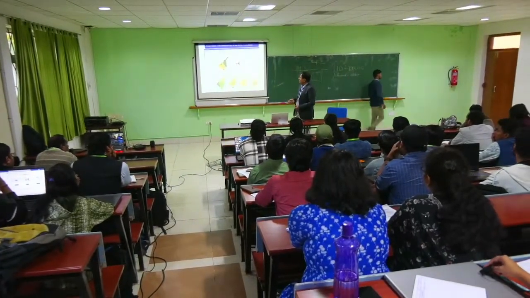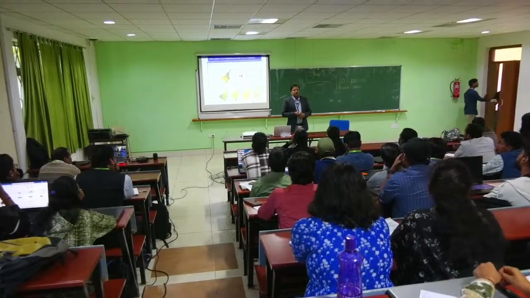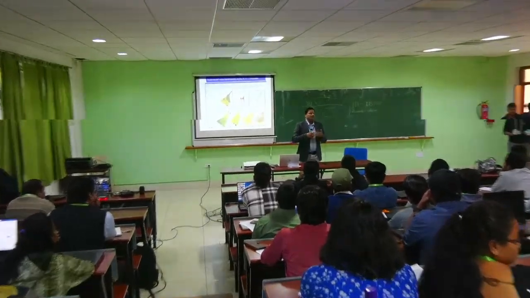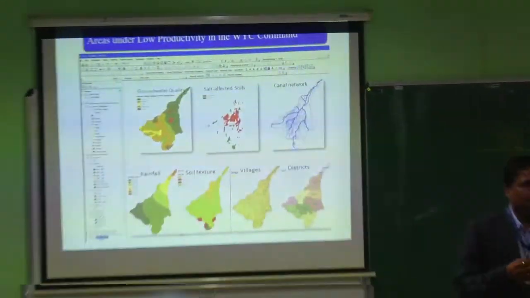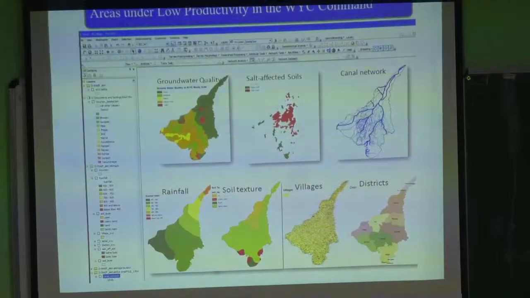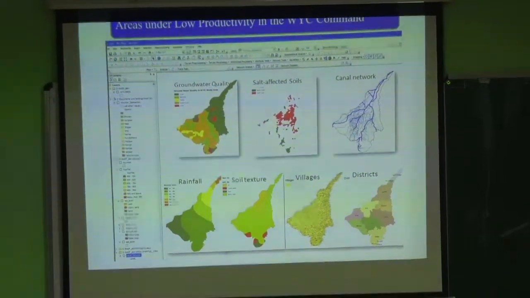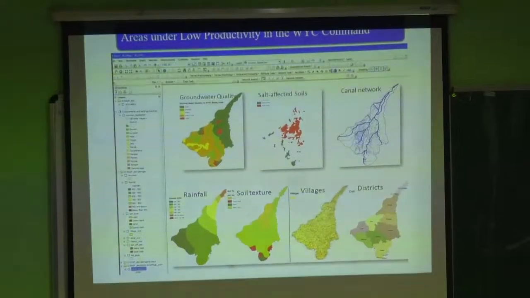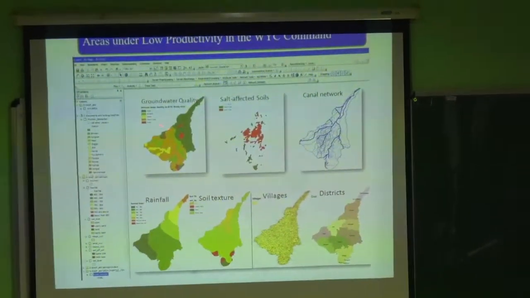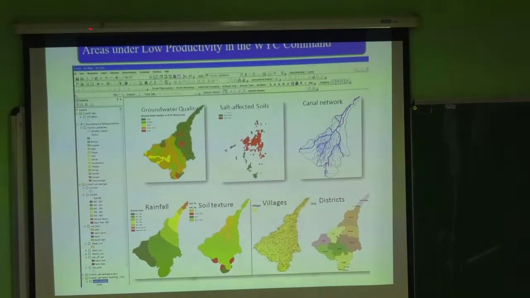And so we started our work in many activities. I will be highlighting some of the works which I could capture from my previous slides. We started our work on finding the low productivity zones in the Western Jamuna Canal Command. For that we prepared the groundwater quality map and salt affected soil map. We used all the geospatial data analysis mapping, and also geostatistics, because I will tell you one thing.